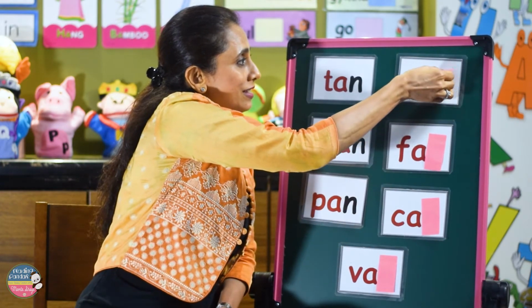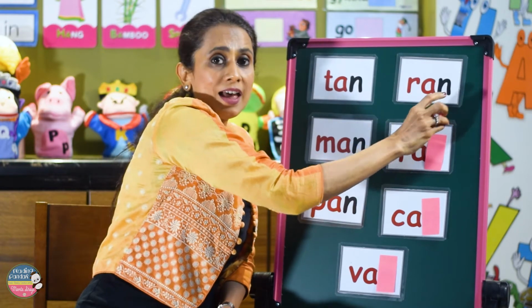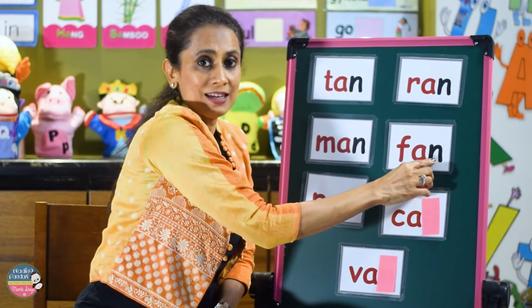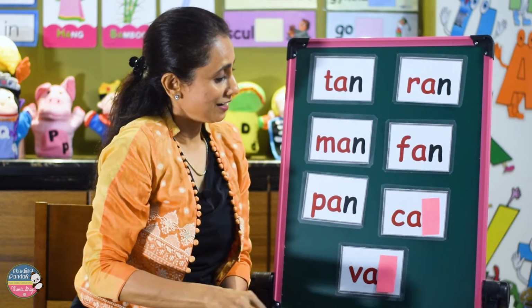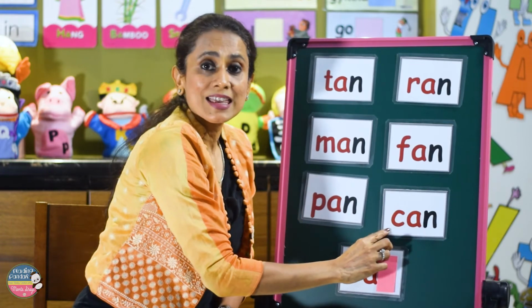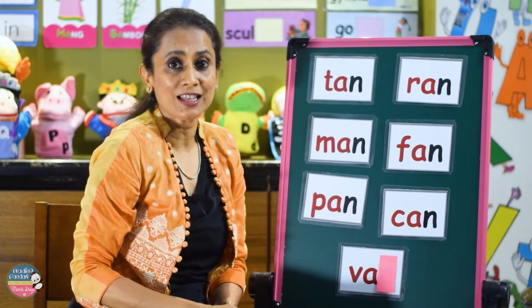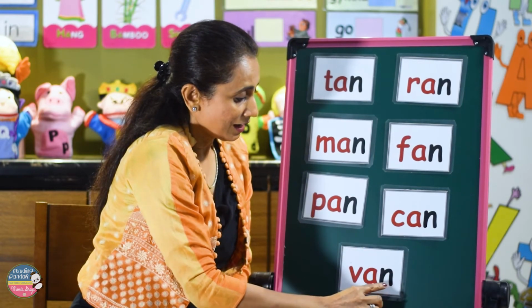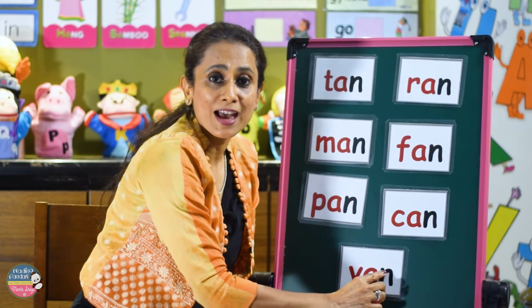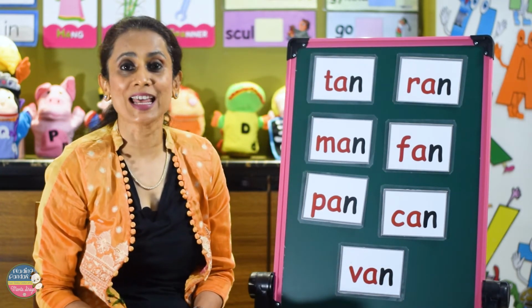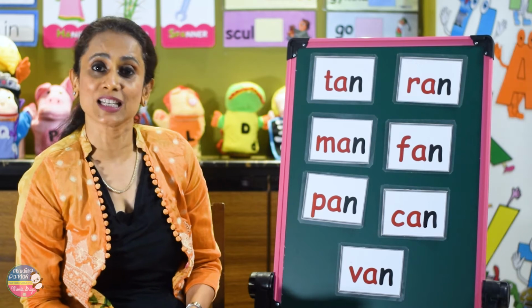Ra, ran. Fa, fan. Ca, can. And then the last one is va, van. Very good. And now let's move on to the next segment of the A CVC words.